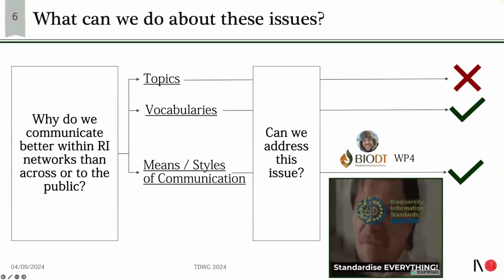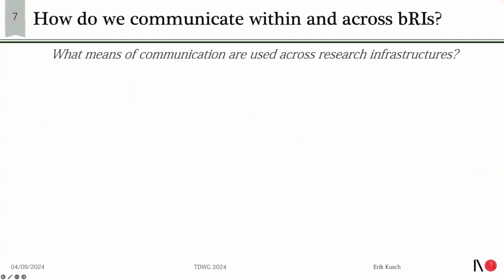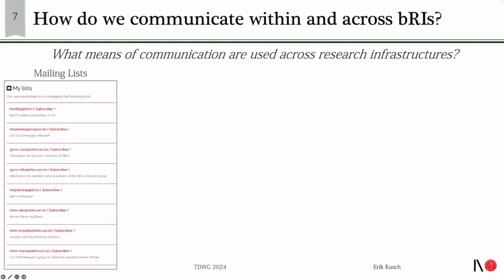So how do we communicate then if it's not being standardized? Well, we communicate within and across bio-RIs by different means. For example, some RIs use mailing lists, which are very difficult to get a hold of when you have been added to a new mailing list and understanding what's been going on. Also, you might miss mailing lists without knowing they exist.